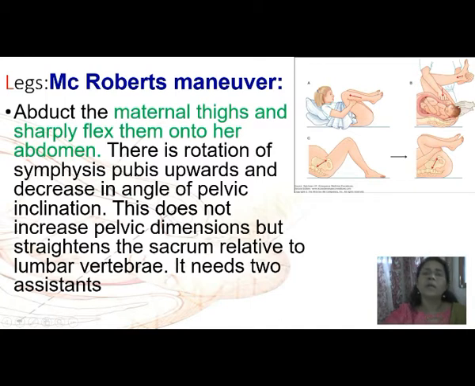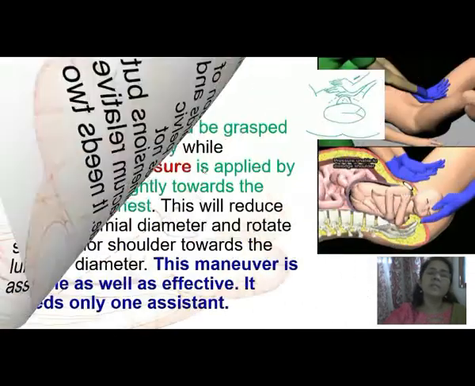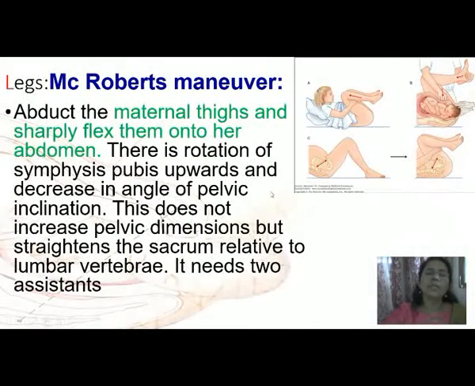The McRoberts maneuver is to tell the patient to abduct the maternal thighs and sharply flex them onto her abdomen. That gives pressure to the abdomen and the pubic area. There is rotation of the symphysis pubis upward and a decrease in the angle of pelvic inclination. You can see from this picture. When the patient flexes the legs to the maternal thighs, the inclination will change and space will increase.